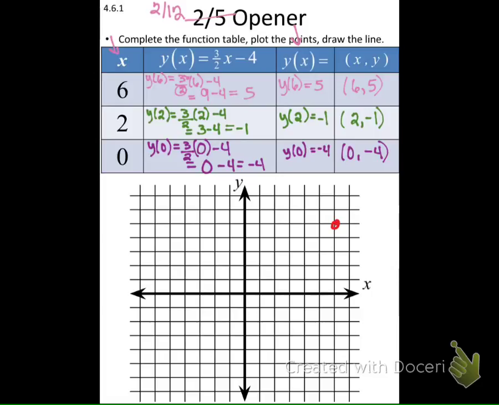And I plot my first point. Okay? My next ordered pair, I start at my origin. What do, Kelsey? Go to the right 2, and then down 1. In my last ordered pair, Rihanna, 0, and then down negative 4. Good.